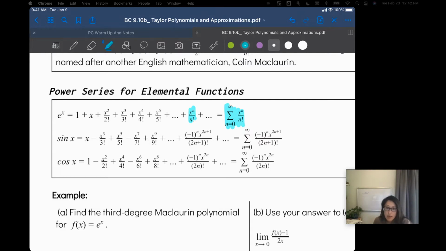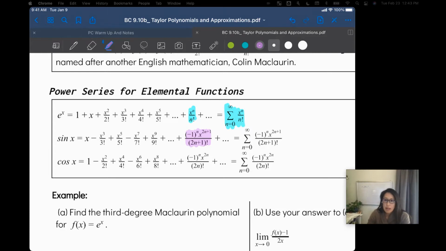Then we have the sine of x, which I remember as: sine is an odd function, so you use odd powers. We used odd powers here, and the number underneath matches. We always start with a positive term and then go negative. So x minus x cubed over 3 factorial plus x to the fifth over 5 factorial, and so on and so forth. The nth term can be written as negative 1 to the n times x to the 2n plus 1, and then in the denominator, 2n plus 1 factorial.